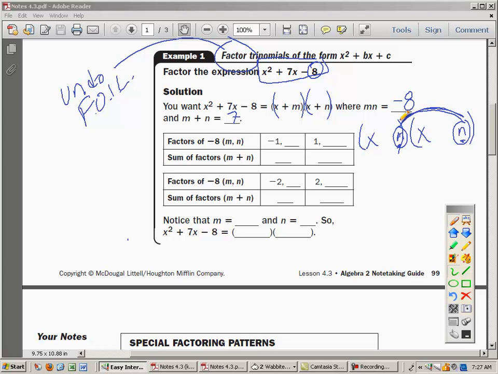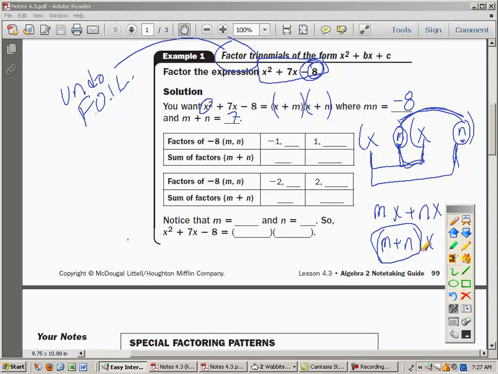So in this case, when I do the L in FOIL, that's going to give me a negative 8. Now, when I do the outsides and insides, I know what first is going to give me. X times x is going to give me the x squared here. But when I multiply the outsides, x times n, and the insides, which is m times x, you're going to get mx plus nx, and so those two together will essentially become m plus n times x. So the sum of whatever these two numbers are is going to give me this middle term here.